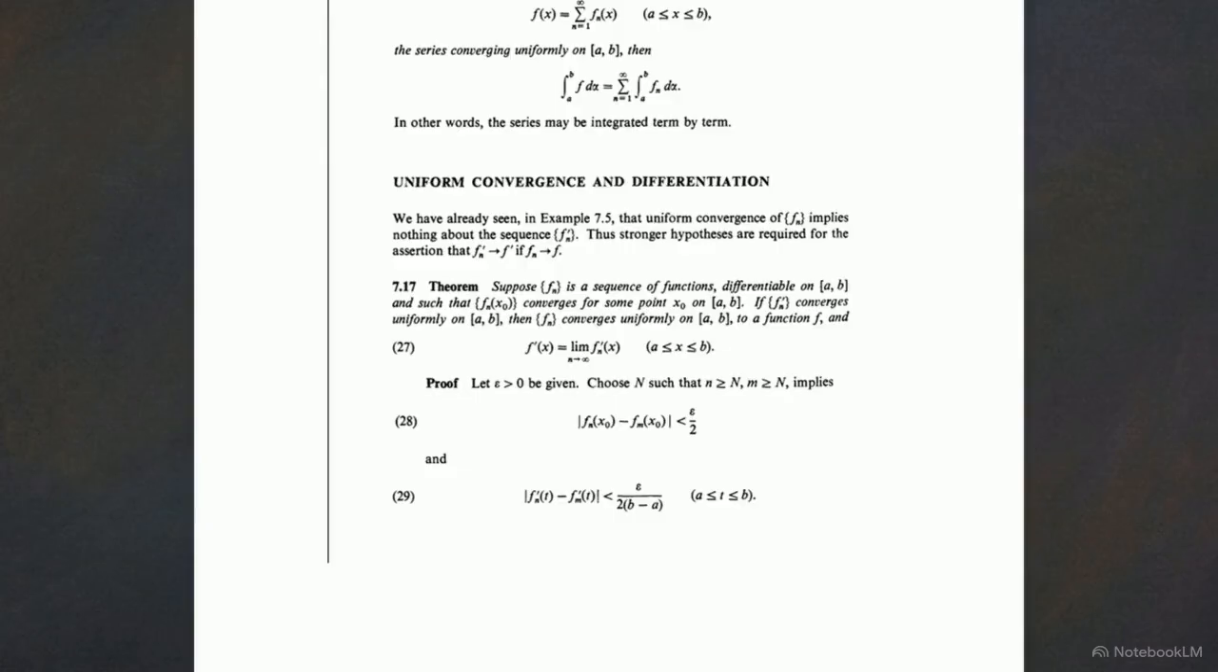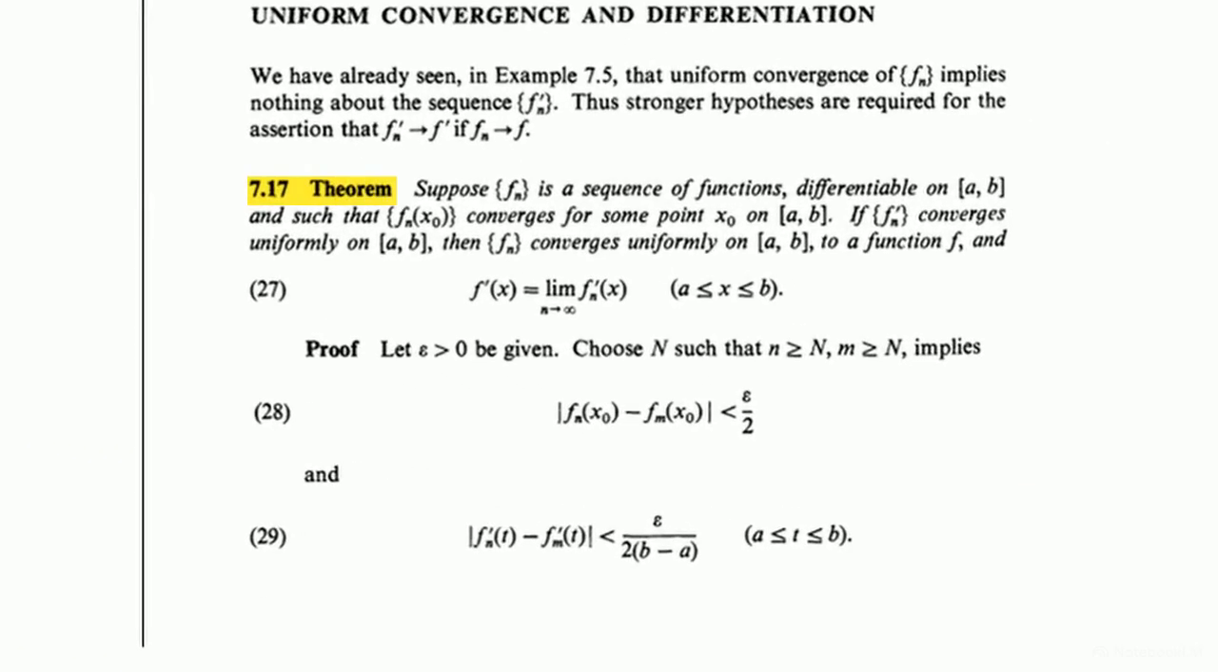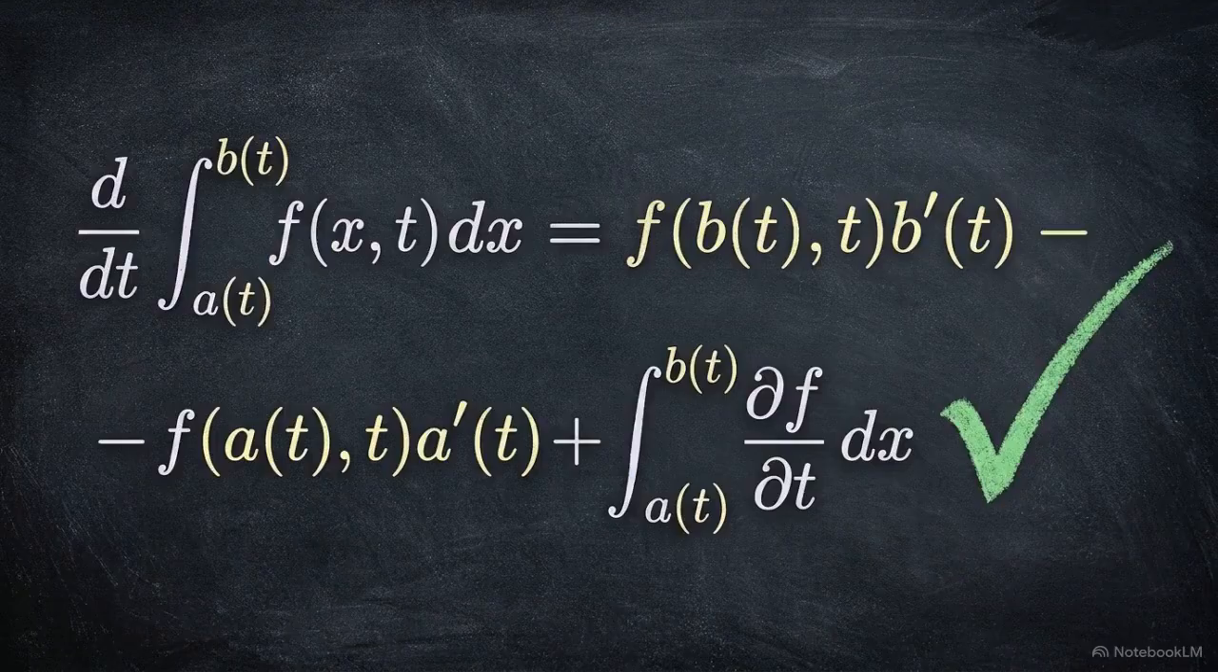As we shrink that step size to 0, we must consult Rudin's theorems. Theorem 7.17 dictates that we can only safely take this limit if our sequence of functions converges uniformly. Uniform continuity of both the function and its partial derivative ensures that the limit operations are interchangeable, satisfying the formal requirements for the Leibniz Rule.